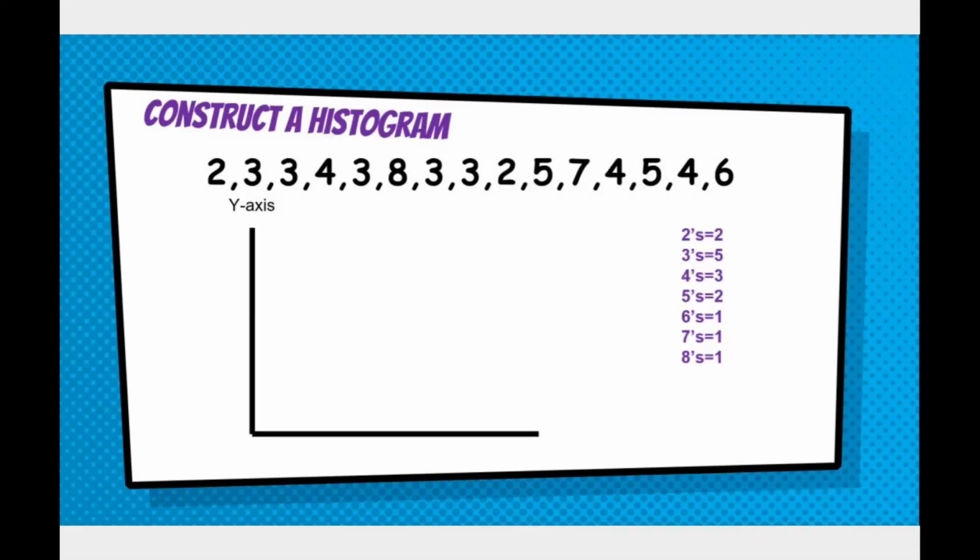So I'm going to make my X and Y axis. My frequency is going to be on my Y axis, and I'm going to put my actual numbers in numerical order on my X axis that are from my data set.